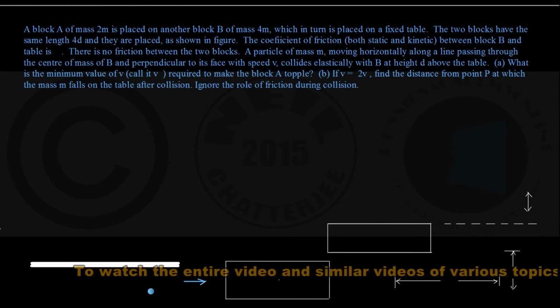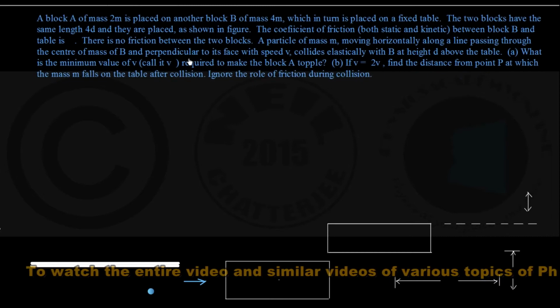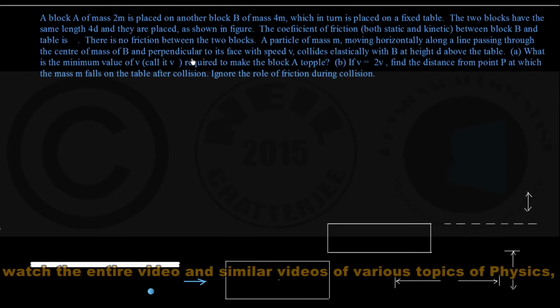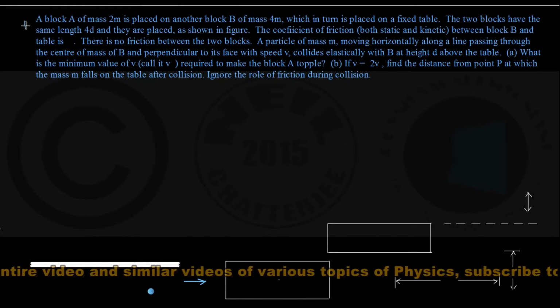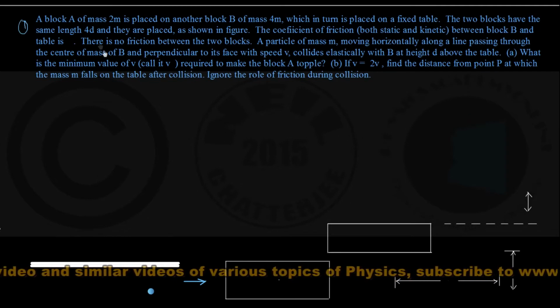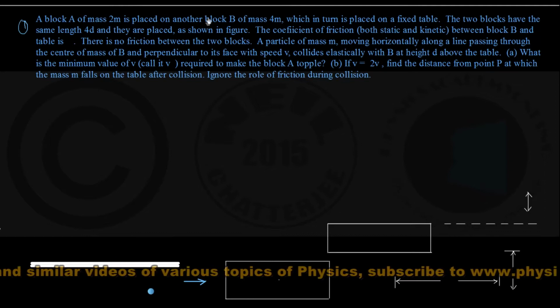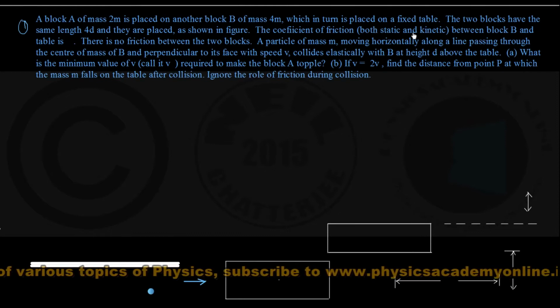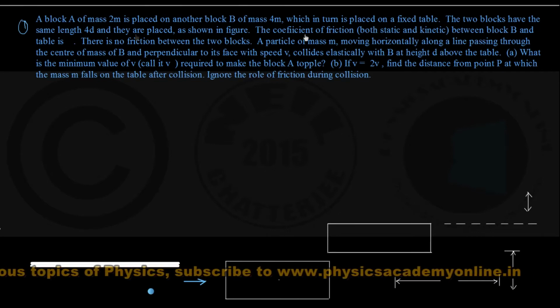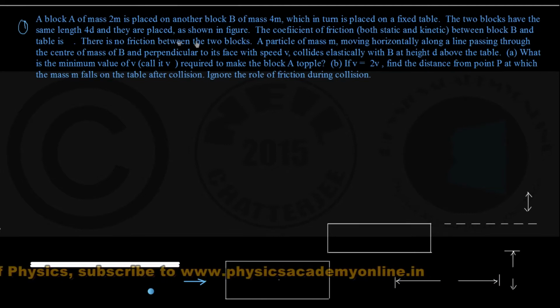So let us read the first problem. You follow it carefully because it might go out of your view in a few minutes. Problem number 1. The block A of mass 2m is placed on another block B of mass 4m, which in turn is placed on a fixed table. The two blocks have the same length 4d and they are placed as shown in the figure.